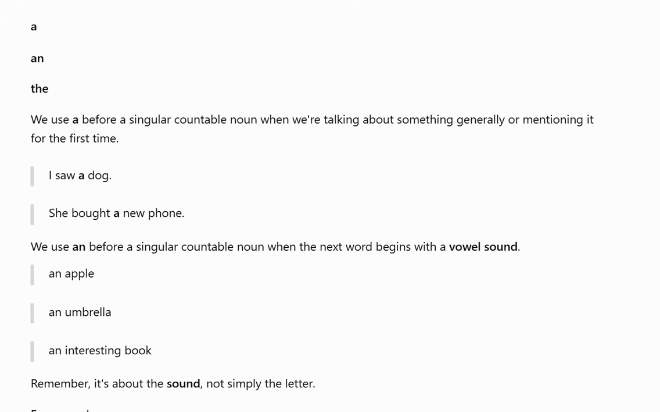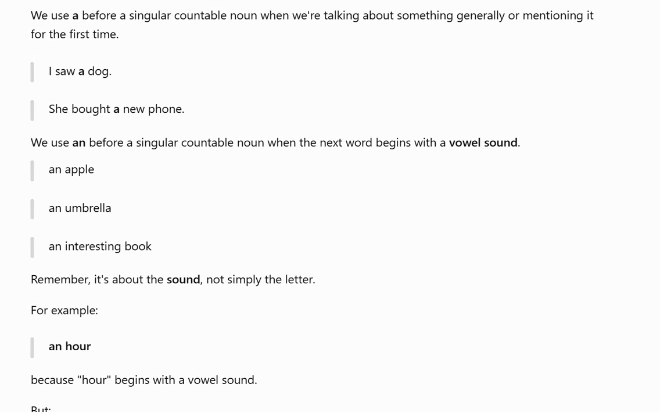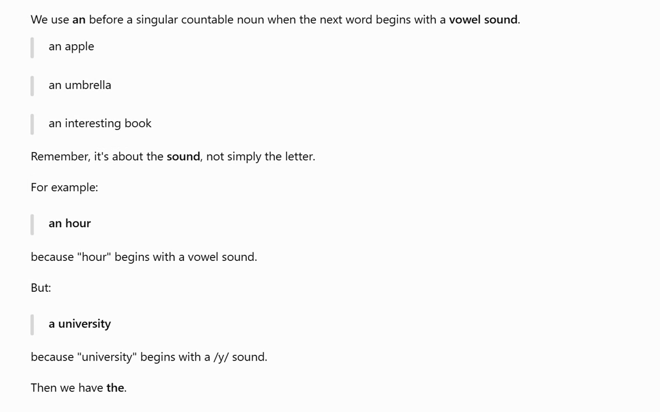We use an before a singular countable noun when the next word begins with a vowel. An apple, an umbrella, an interesting book. Remember, it's about the sound, not simply the letter. For example, an hour, because hour begins with a vowel sound, but a university, because university begins with a y sound, okay?